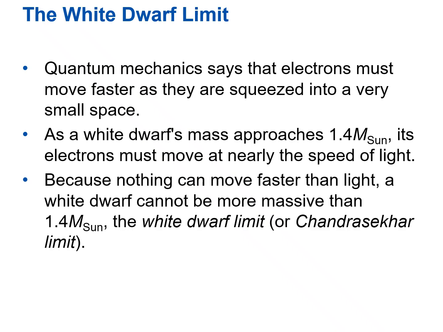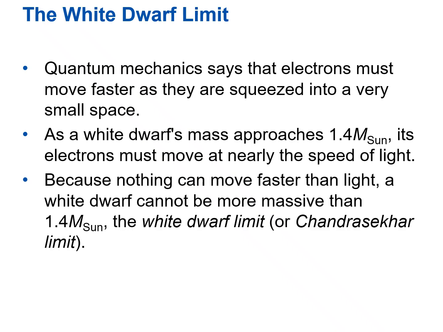There's a limit to how massive a white dwarf can be. This is a product of quantum mechanics. We don't need to get too much into it in this class, but there is a limit. Once a white dwarf gets to be 1.4 solar masses, those electrons will not squish down any closer. So quantum mechanics says that electrons must move faster as they are squeezed into a very small space. They're not static, just sitting there. They're actually zipping around really fast, even though they're confined to a small space.